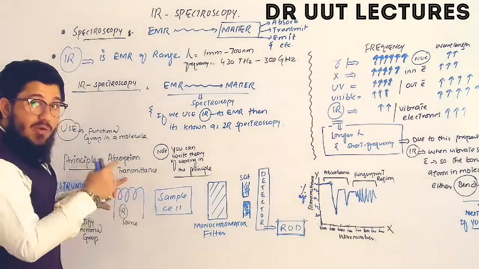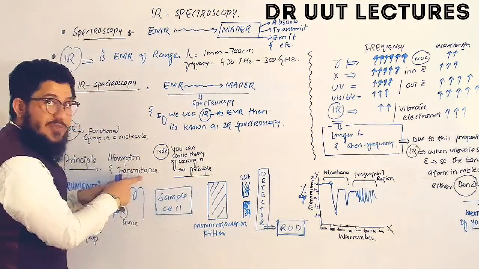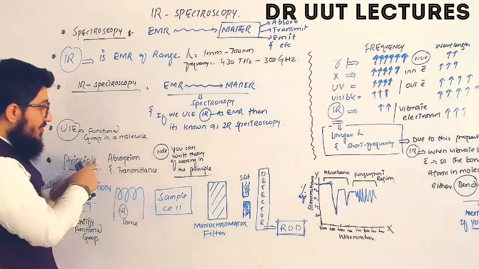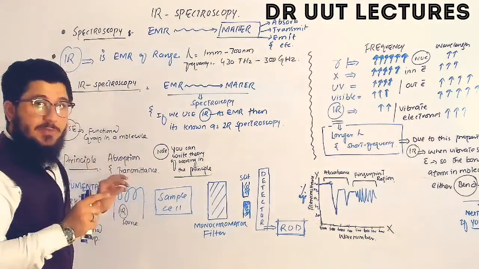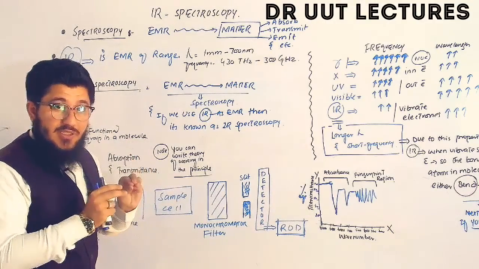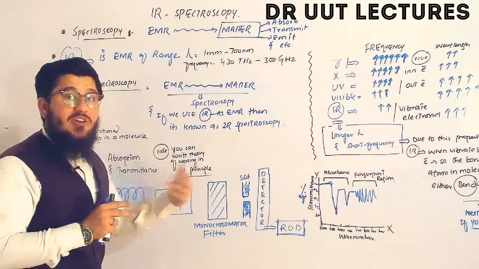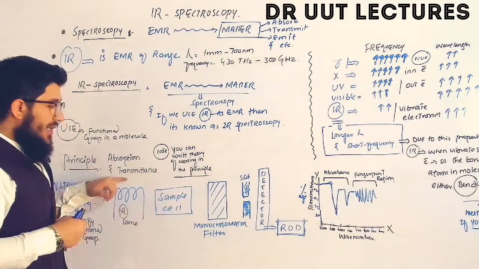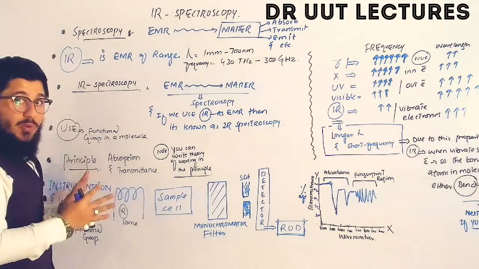So now we will study how our IR is interacting with the sample. Our sample will actually absorb and transmit the IR. So due to this, the principle will be absorption and transmittance. Don't confuse yourself. What is the principle? The principle is absorption and transmittance. This principle will tell us how our IR spectroscopy works. So on this particular principle, our IR spectroscopy will work.